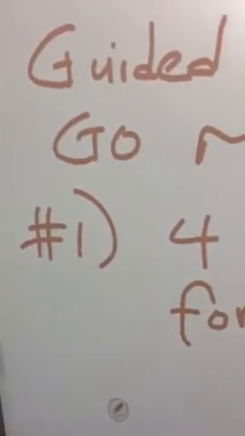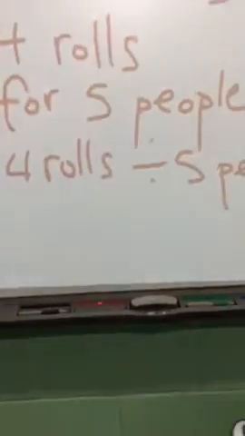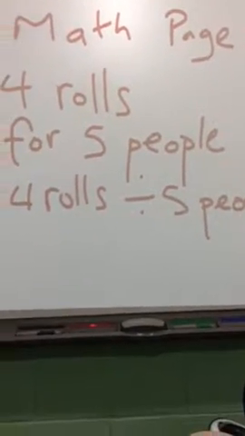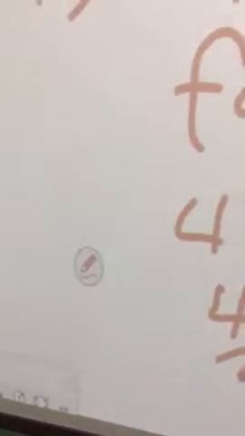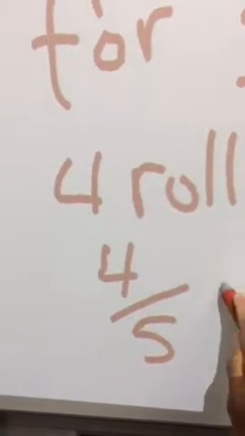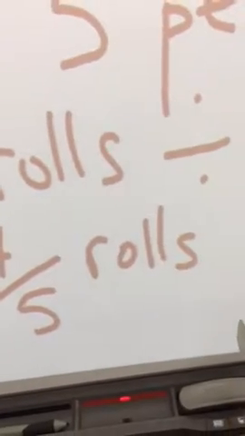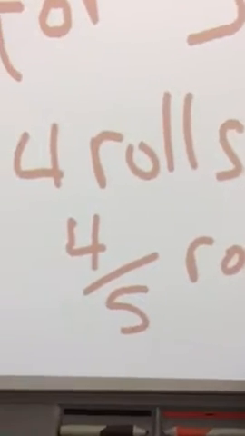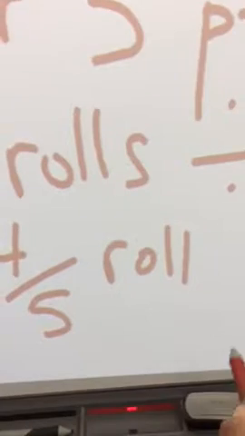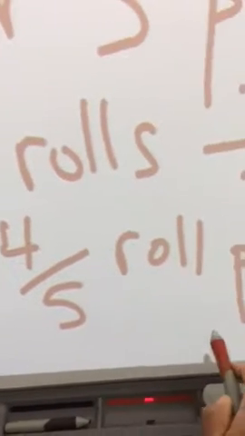Well, the situation represents division because you want to have 4 rolls, and you want to divide that by 5 people. This would make sense. All right, so 4 rolls divided by 5 people would give you 4 over 5. That's what 4 divided by 5 means. It's the fraction 4 over 5 rolls, right? Or 4 over 5 roll, singular. 4 over 5 roll per person.